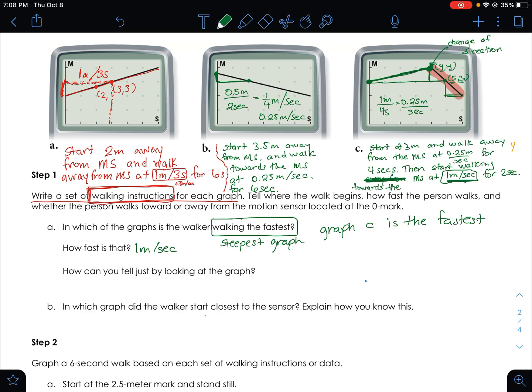And again, how can you tell just by looking at the graph? It is when the graph is at the steepest part.